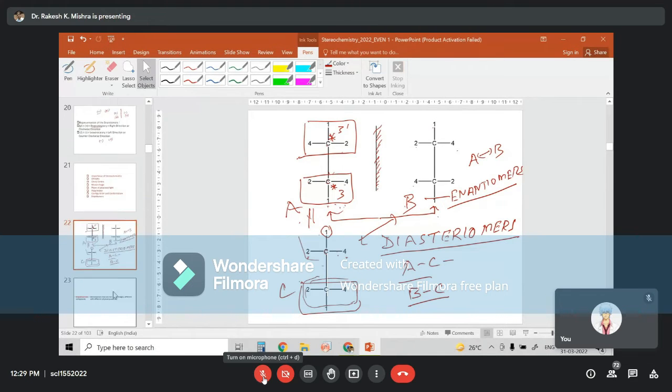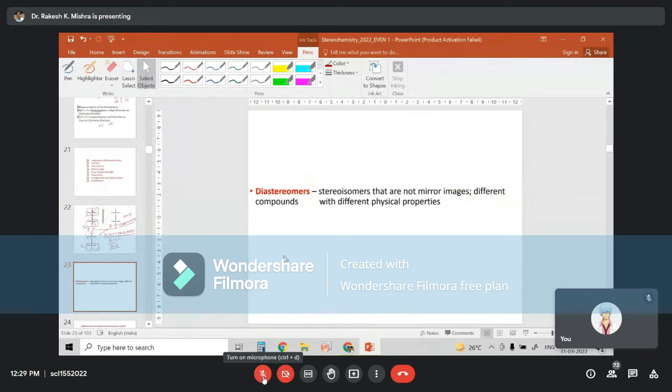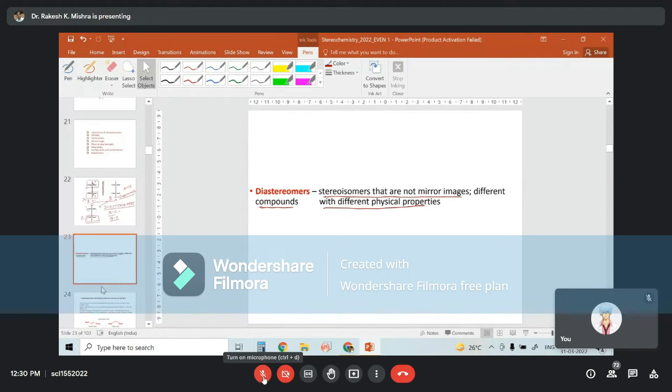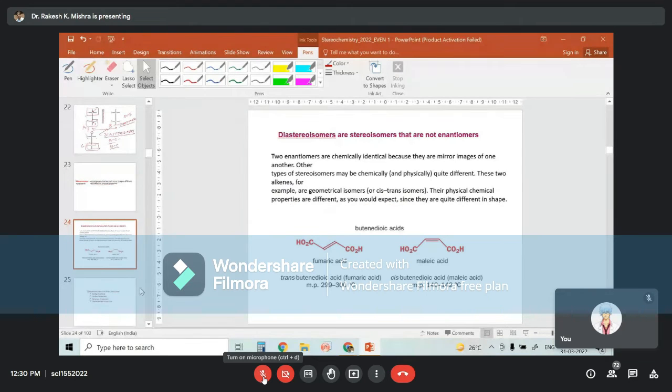So what is the property of diastereomers? The definition of diastereomers is stereoisomers that are not mirror images. They are different compounds with different physical properties. There are other examples of diastereomers also, like all the geometrical isomers. We shall talk about geometrical isomers in detail later, but since we are talking about diastereomers, the relation between geometrical isomers is diastereomeric.